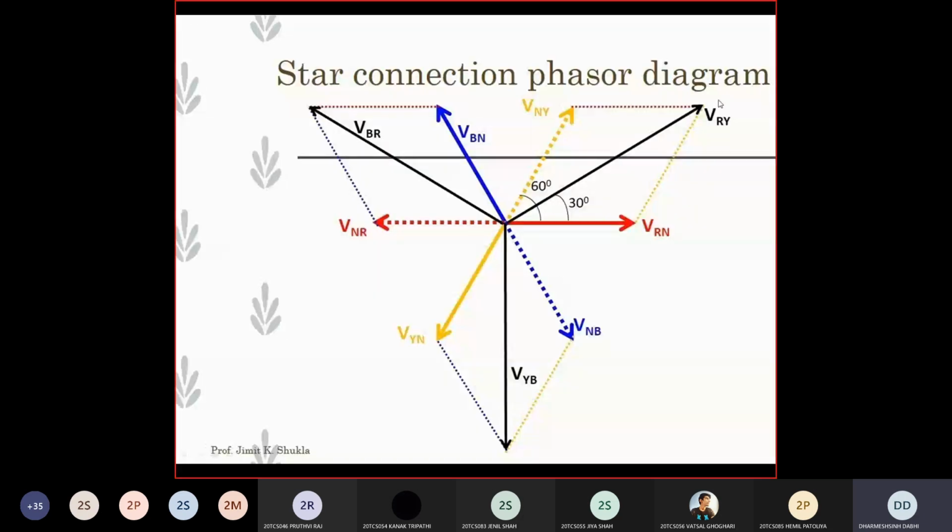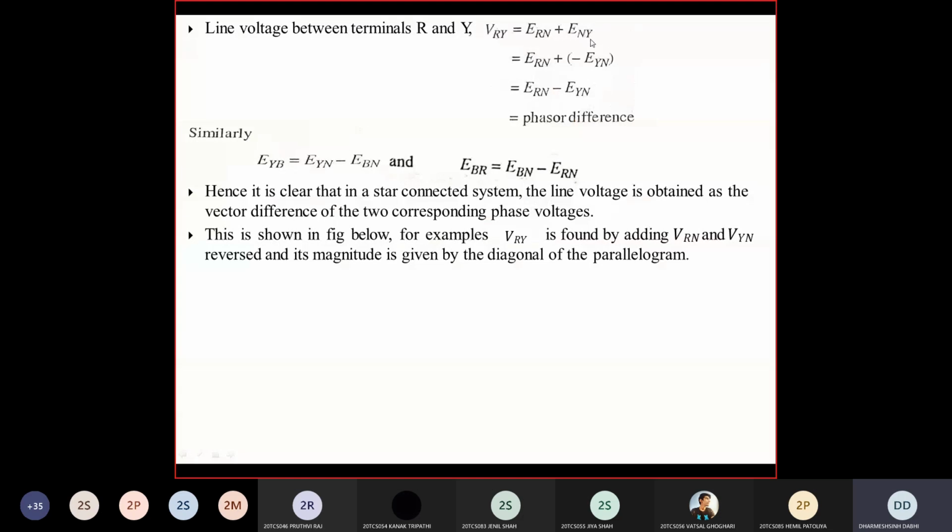Clear? You can see the circuit diagram or phasor diagram for this. We find out VRY here, this one. That is a vector summation of this voltage VRN and VNY. VNY is the opposite of VYN. Or you can also write VRN minus VYN. Here you can see VNY is replaced by minus VYN. So any line voltage is a vector difference between two phase voltages. Clear? So here we find the line voltage between two lines R and Y. So it is ERN minus EYN.